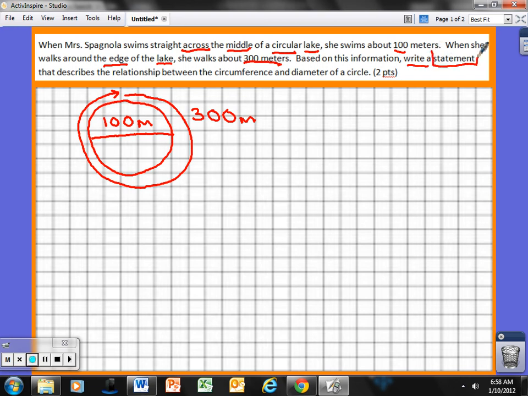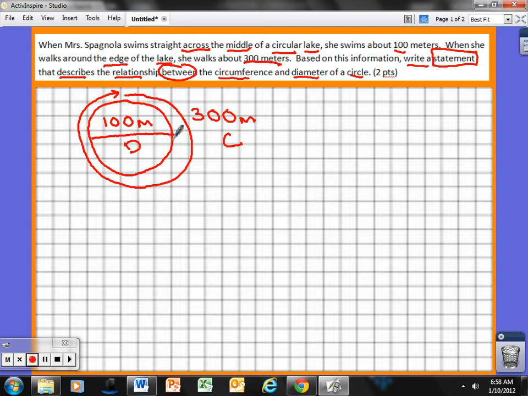So I have to state something that describes the relationship between the circumference and diameter of a circle. Now all of a sudden they've changed this vocabulary. We've gone from the diameter, which I'm going to guess means that straight across. So this must be the diameter of the circle, and this must be the circumference of the circle. So they've actually changed the vocabulary here on me. So it's important that I know what circumference is and what diameter is.